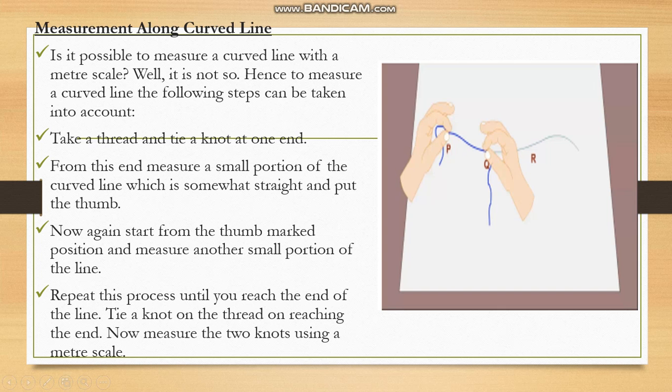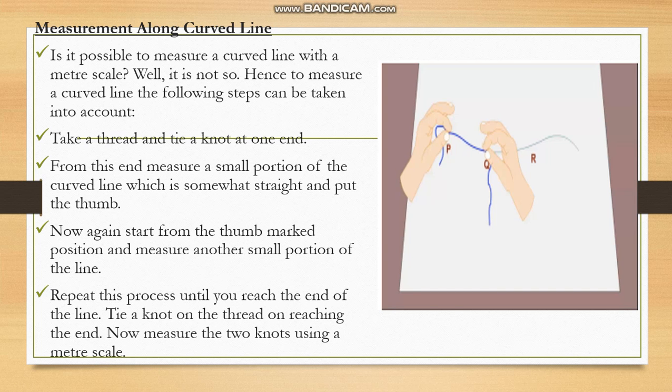Measurement along a curved line. Is it possible to measure a curved line with a meter scale? No. How can we do it? We can do it with a thread. Take a thread and tie a knot at one end. From this end, measure a small portion of the curved line which is somewhat straight and put a thumb mark. Now again start from the thumb-marked position and measure another small portion of the line.